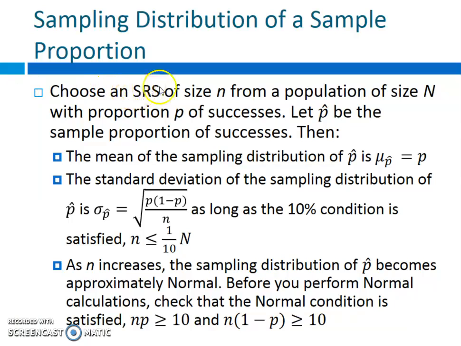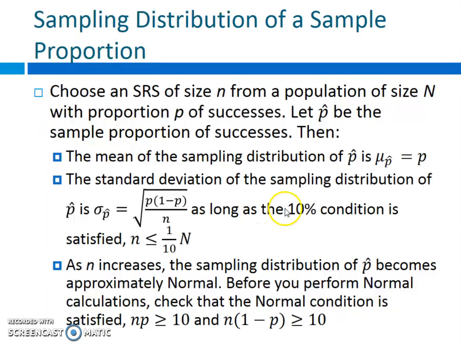If we were to choose a simple random sample of size n from some population with some proportion of successes, p hat is going to be my sample proportion. Then, here are my formulas. This is important. The mean of the sampling distribution is equal to the population proportion. The standard deviation of the sampling distribution is given by this formula here.